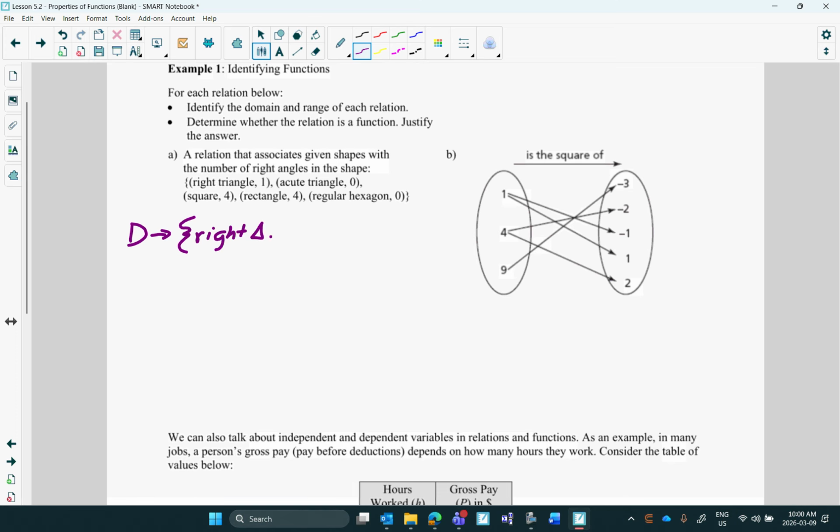Right triangle, cube triangle, square, rectangle, regular hexagon. That's it. You just list all the first values in each pair. In this case, words.